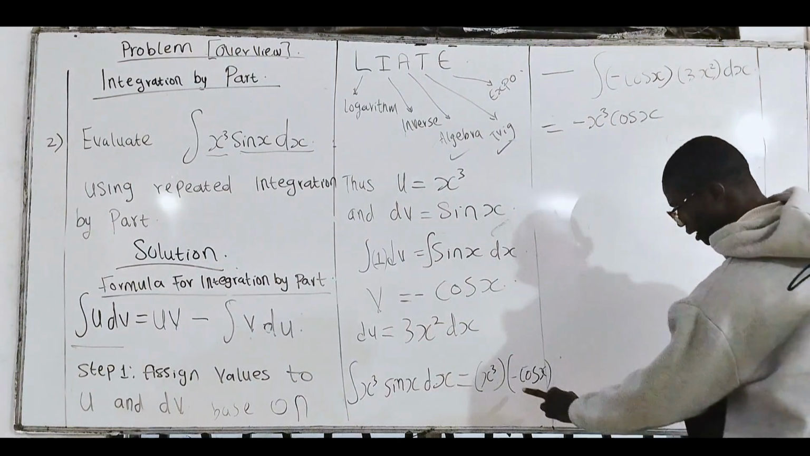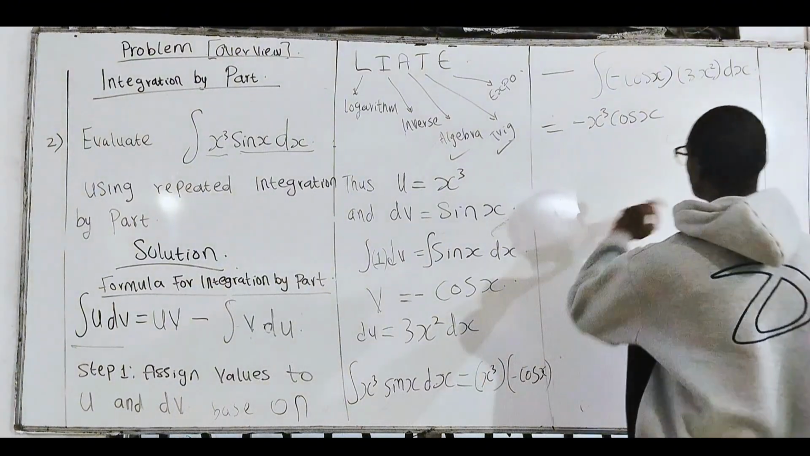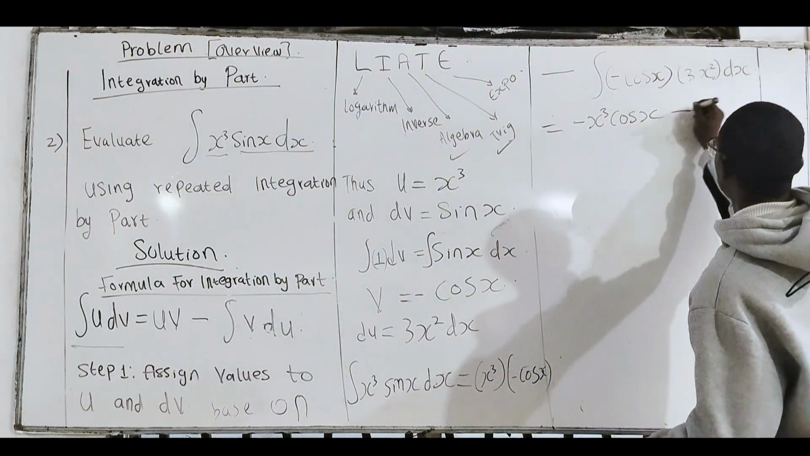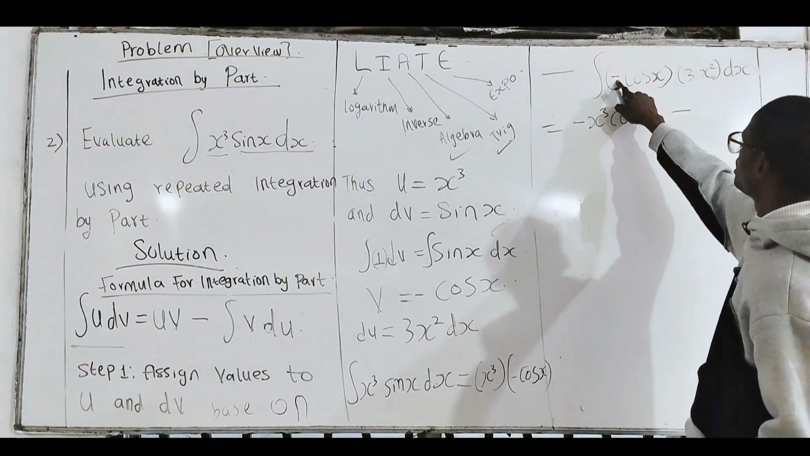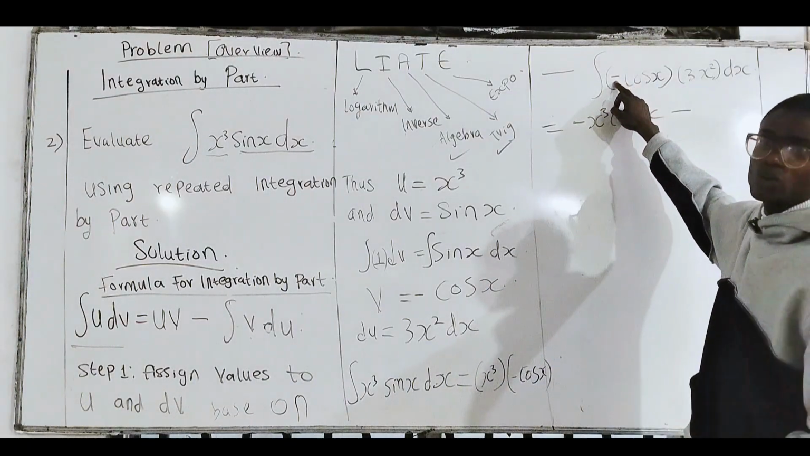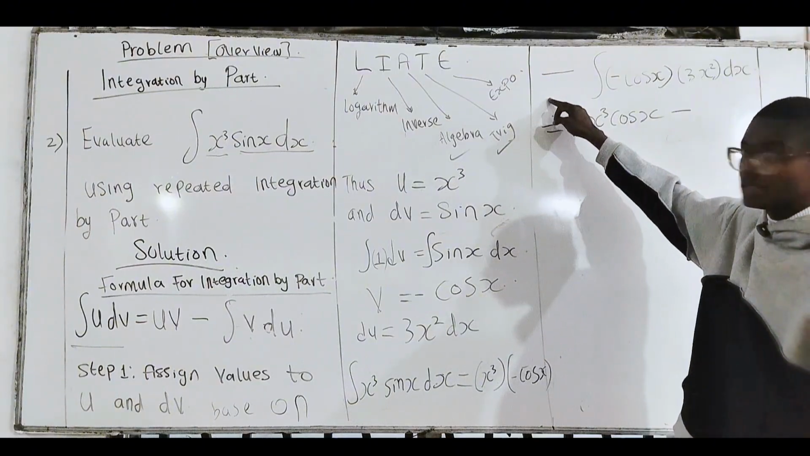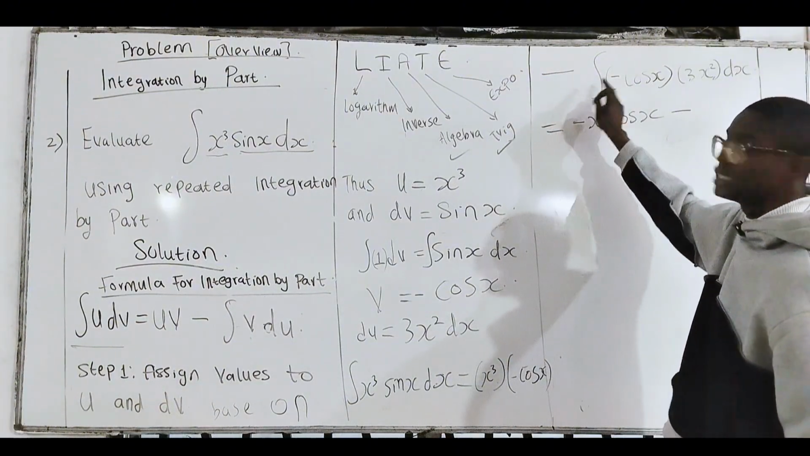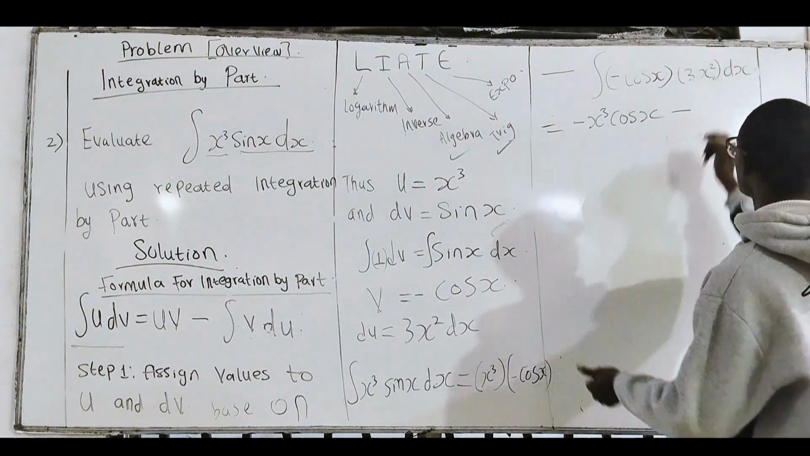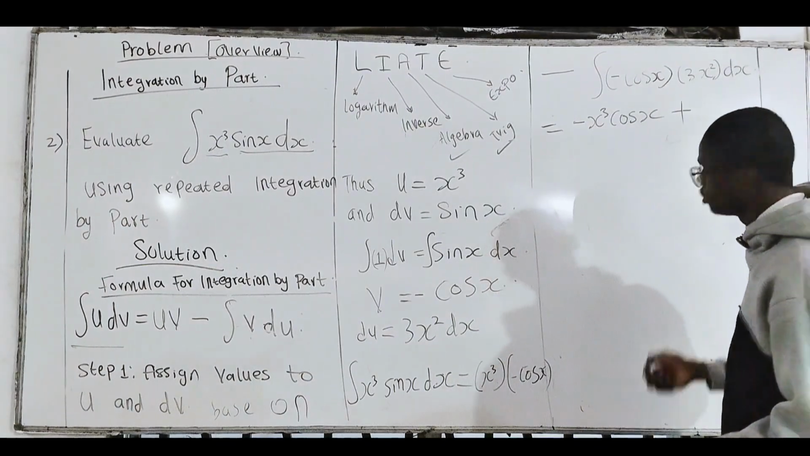Hope you know, because of this minus coming here, right? Do you understand? X cubed cos x. Then minus. Hope you know, because this minus is here. You can't integrate a minus, so it can come out of the integral. If it comes out of the integral and multiplies the integral, it will become plus. I'm telling you what I'm doing now.